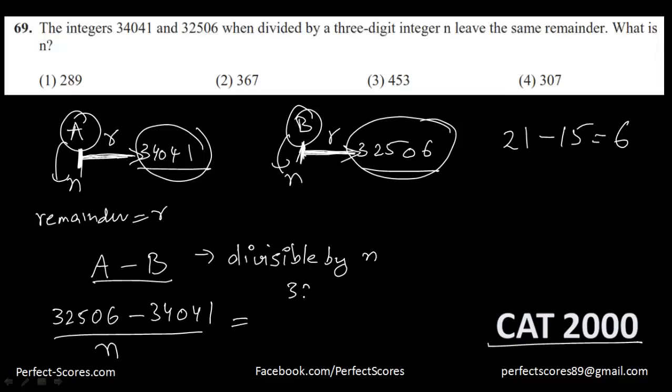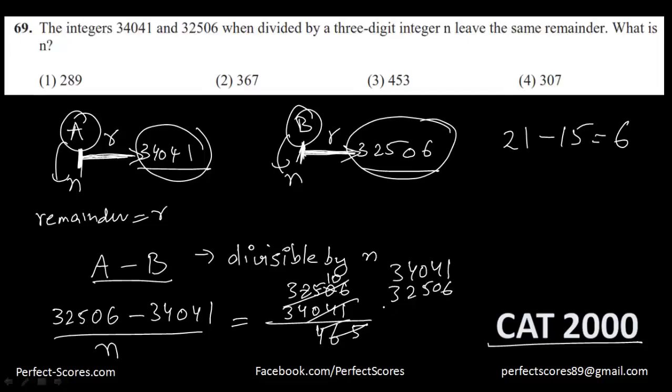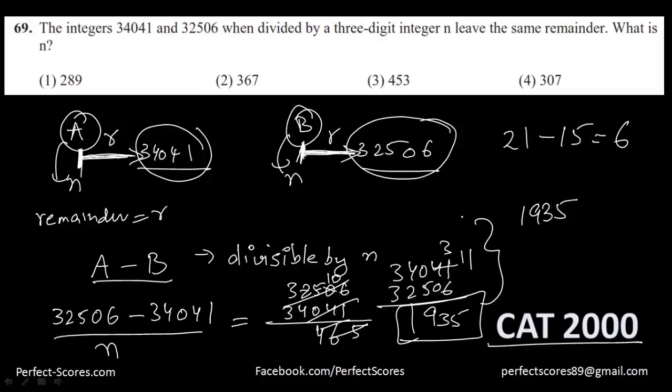So what is the difference? Let me calculate the difference between both the numbers. Alright, I'm calculating it wrong. It's 34041 minus 32506, right? So 11 minus 6 is 5, and this is 3, this is 9, and this is 1. So the difference between both of these numbers is 1935, and 1935 is divisible by which number? If I try to check, it is divisible by 307.